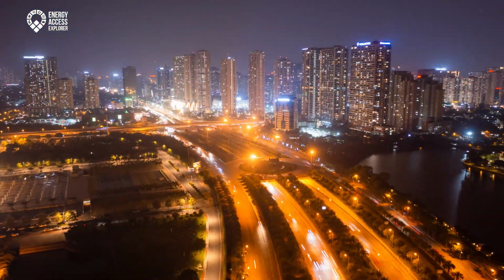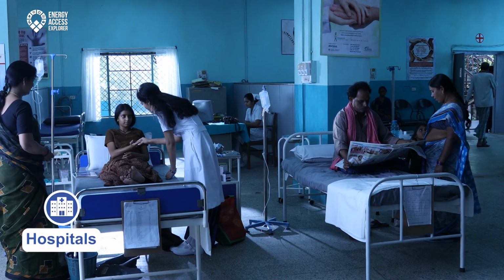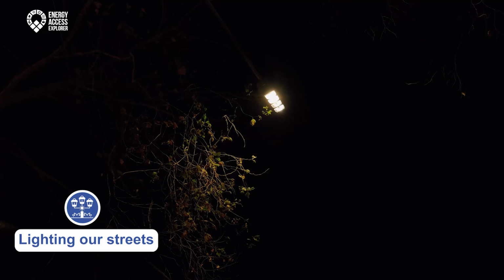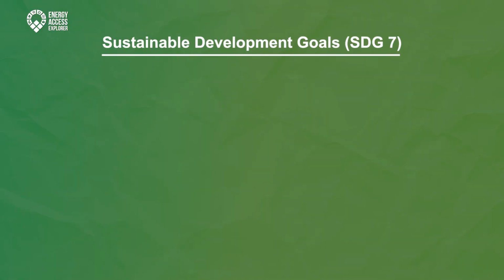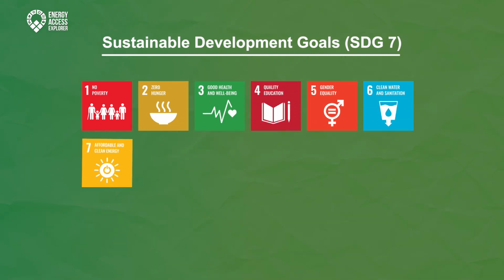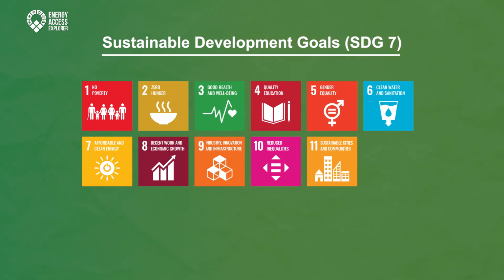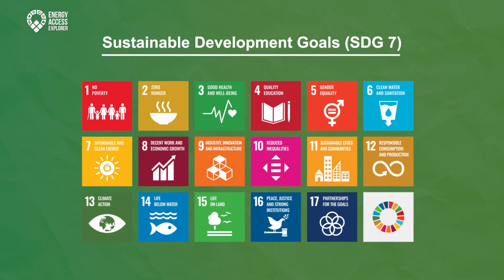Energy is at the heart of development. Access to electricity is needed to power our homes, schools, hospitals, lighting our streets, manufacturing goods, etc. Access to energy has a direct correlation with 125 out of 169 SDG targets and is crucial for advancing essential services as well as driving socio-economic development.